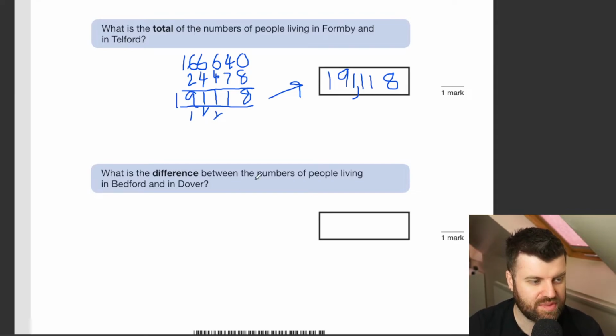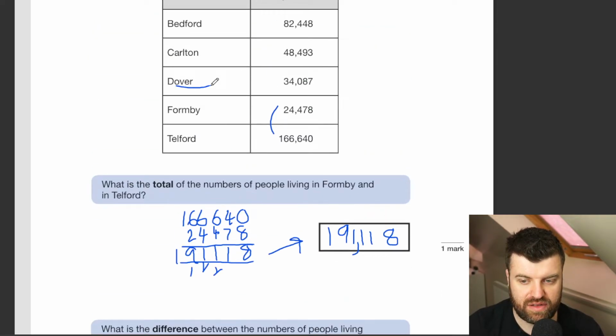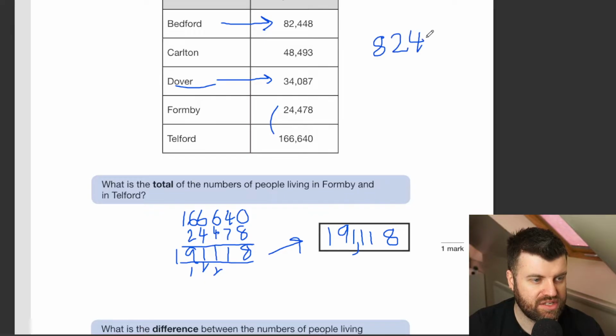What is the difference between the numbers of people living in Bedford and in Dover? So we need to look at Dover, which is going to be 34,087, and Bedford, which is 82,000. To find the difference, it's just subtraction. So this really is basic arithmetic, but it's embedded in a word problem, which makes it qualify for the reasoning paper. 8 take away 7 is 1.